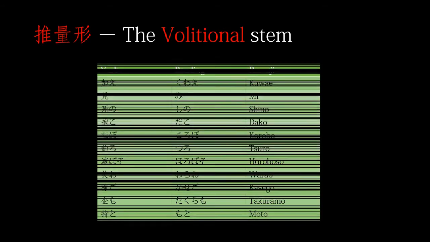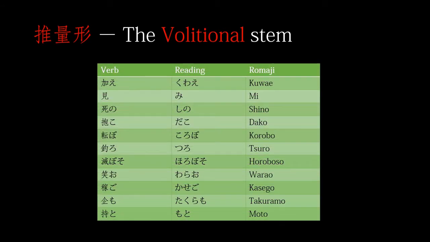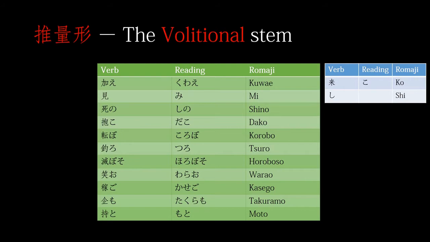And let's see this once again. On the table, we have kuvae and mi in our Ichidan section. After that, we have shino, dako, korobo, suro, horoboso, barao, kasego, takuramo, and moto. Once again, I'm showing here how they adhere to their respective kana parts. Here it is the O vowel, and you must remember that, because it is really simple to remember once you accept that all Godan verbs adhere to the kana chart strictly. And once again, here is the table, our little blue table for the irregular verbs. It is ko and shi.